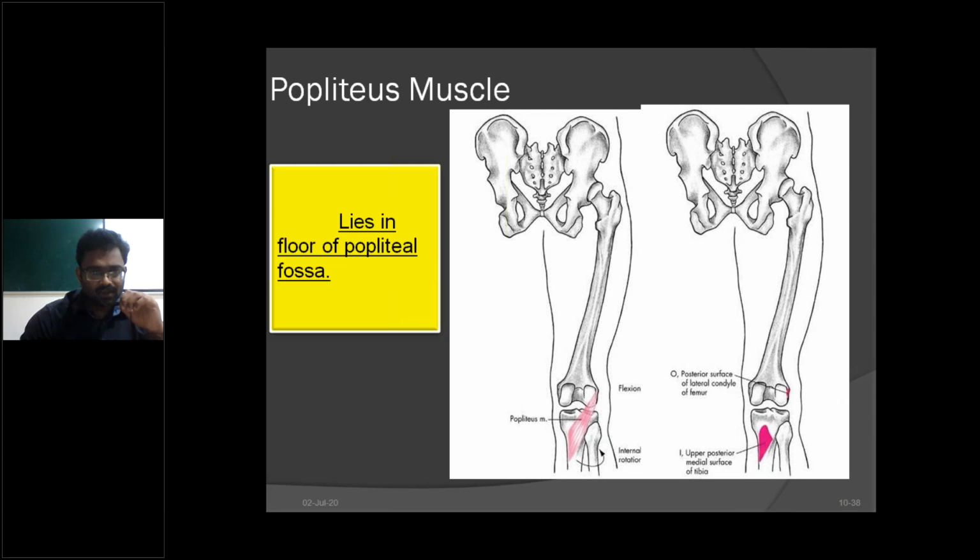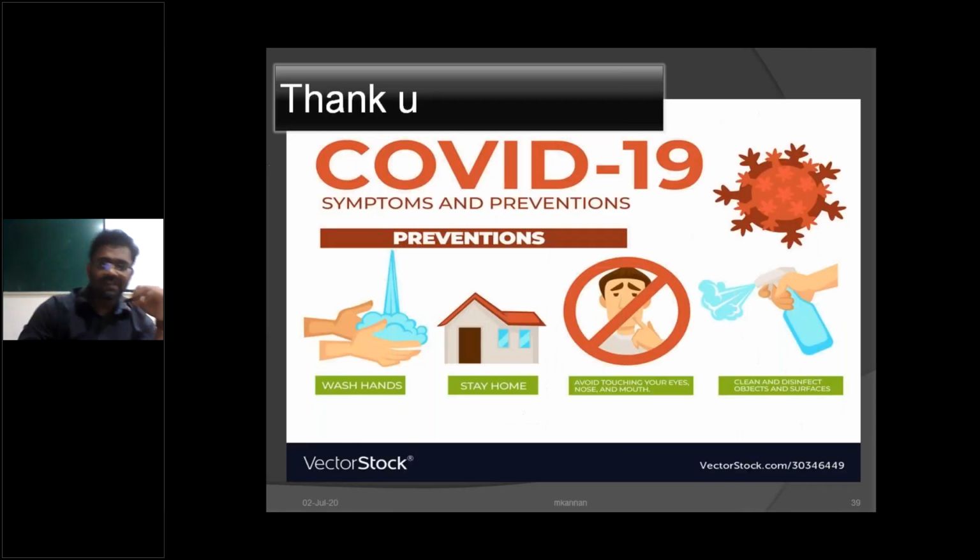Popliteus muscle lies in the floor of the popliteal fossa. The popliteal fossa floor is formed by the popliteal surface of the femur as well as the condyles of the tibia, then the oblique popliteal ligament, then the fascia covering the popliteus muscle. After removal of the fascia covering the popliteus muscle, we can see the popliteus muscle. So the popliteus muscle lies in the floor of the popliteal fossa. So that's all about the popliteus muscle.